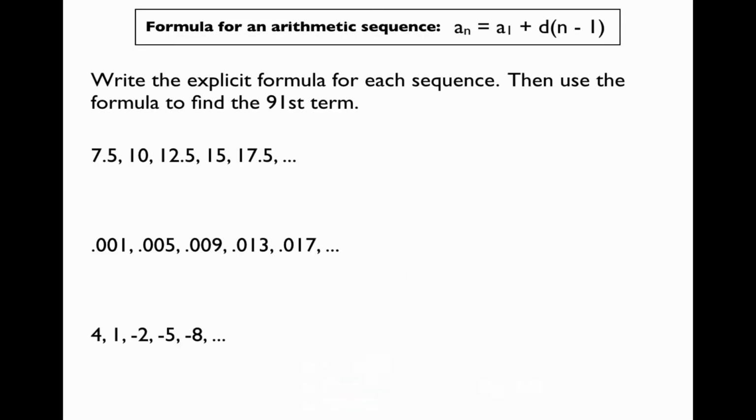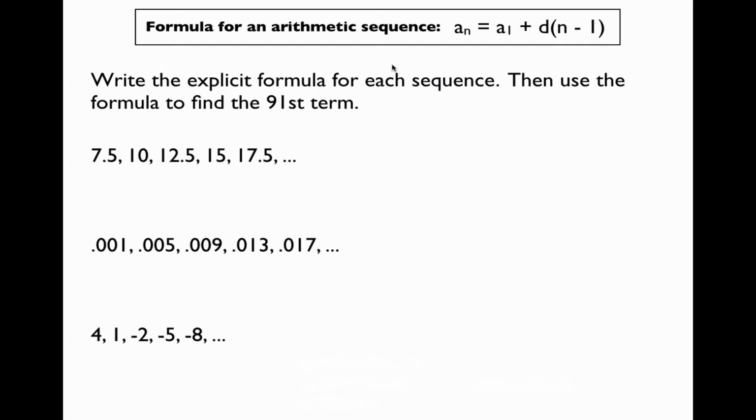So let's get some practice with sequences. What I'd like you to do is write an explicit formula for each of these sequences, and then use the formula to find the 91st term. So I'm not going to tell you what to do here. Let's see if you can figure it out on your own. All right, your goal is to write an arithmetic sequence, which means we need a first term of the sequence and a common difference. And once you have that, you can easily find the 91st term. So get cracking. Let's see how you do. Pause the video now.